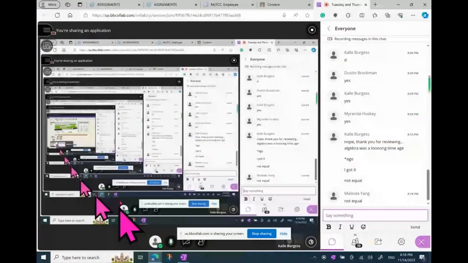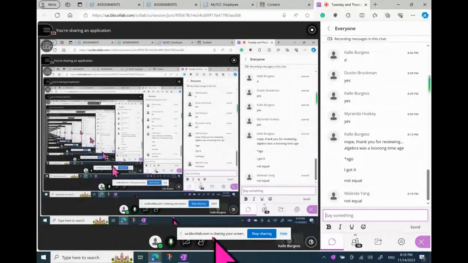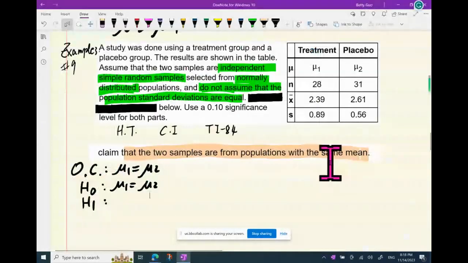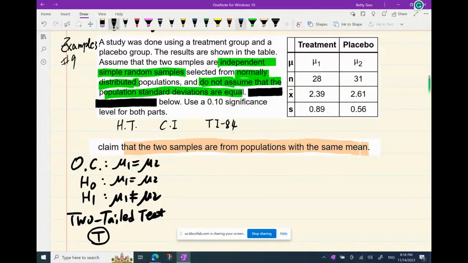Very important for the alternative, because what type of test depends on the alternative. Not equal. Very good. Not equal. That means this is a two-tailed test. Yeah, two-tailed t-test. Okay, so let's see what kind of function we can apply in a calculator.